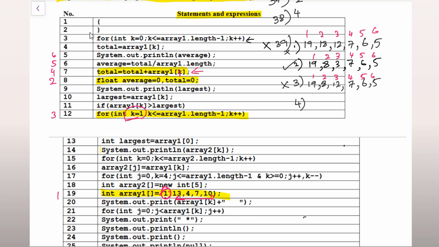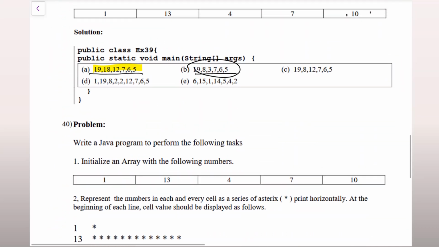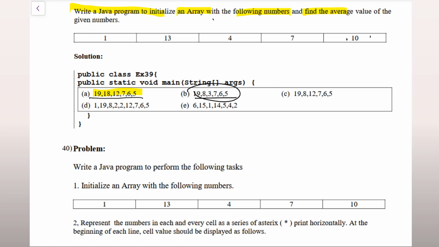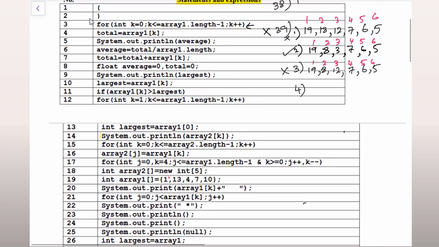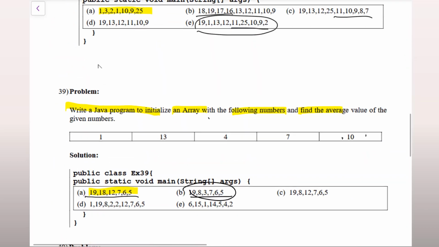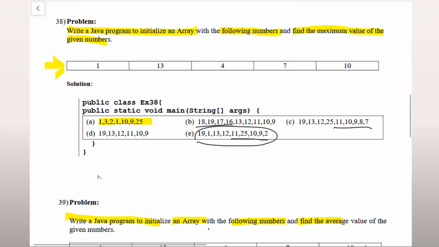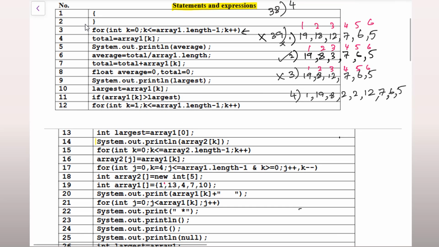And if you want to check the fourth one also, let's do that. Let's go to the fourth one. So 19, 8, 12, 7, 6, 5.